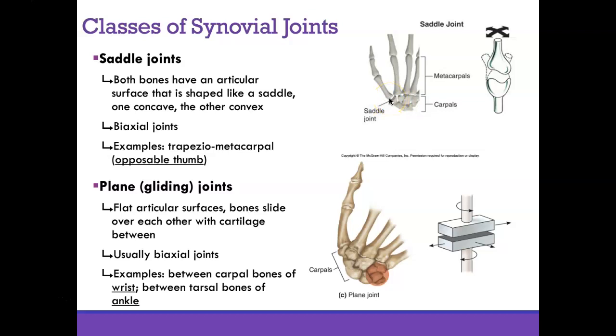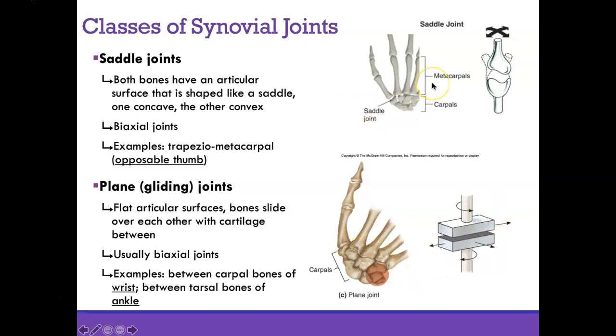We also have gliding joints, also known as plane joints, which is where you have flatter bones. This is a good example in the wrist and the ankle. These flatter bones slide past each other. They have some cartilage in between, so they don't slide too much and cause too much friction. So these are called plane joints because they have flat surfaces.